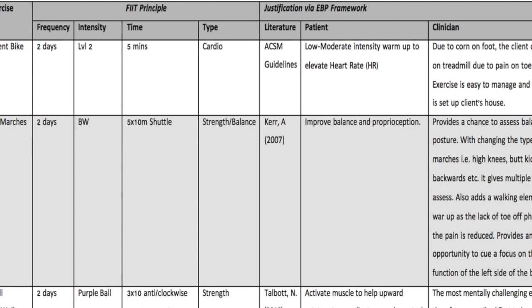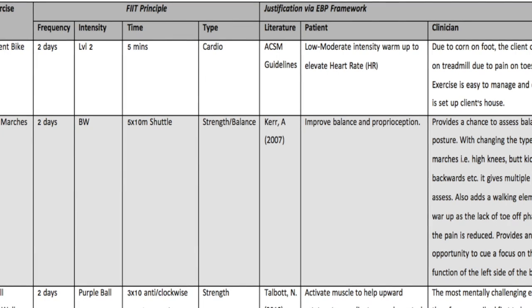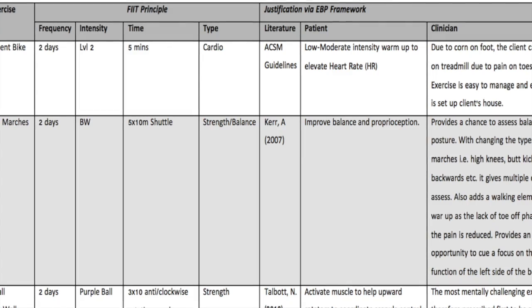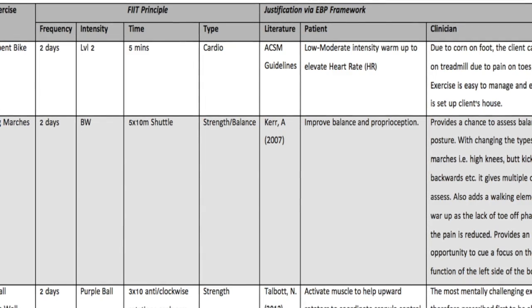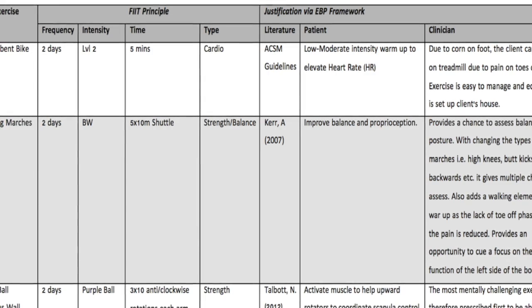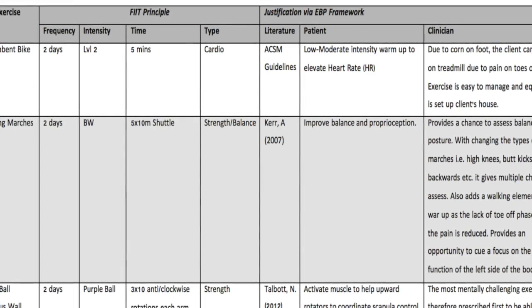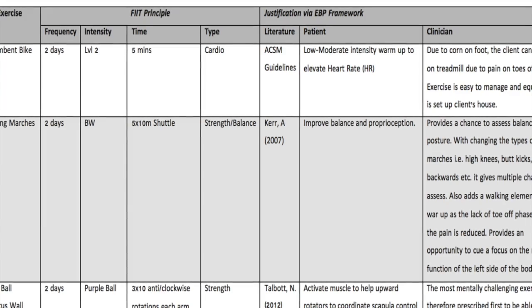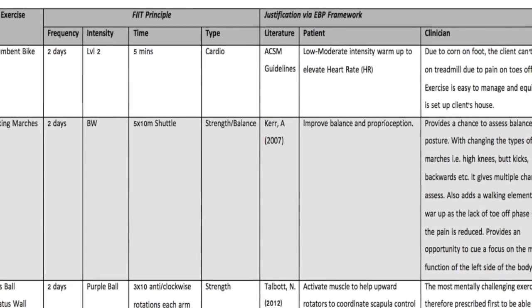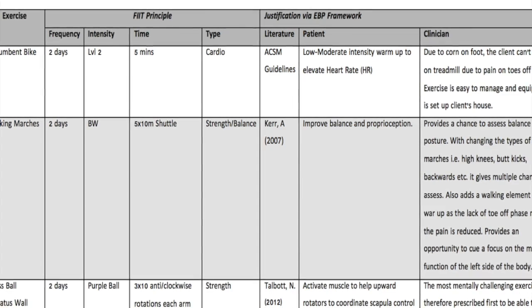The warm-up was comprised of 2 exercises. 1, the recumbent bike on level 2 for 5 minutes. This was due to the corn developed on the left hallux. Usually the client would warm up on the treadmill, however, he reported pain on the toe-off phase, therefore we moved the first exercise to the recumbent bike. This is a good exercise for a warm-up as a low-moderate intensity warm-up to elevate the heart rate.